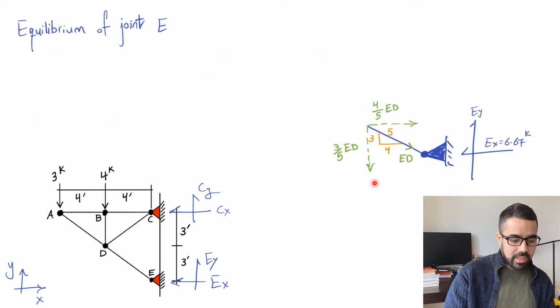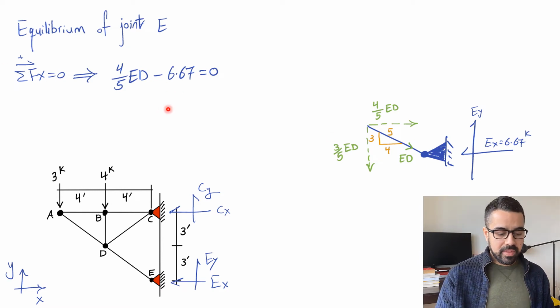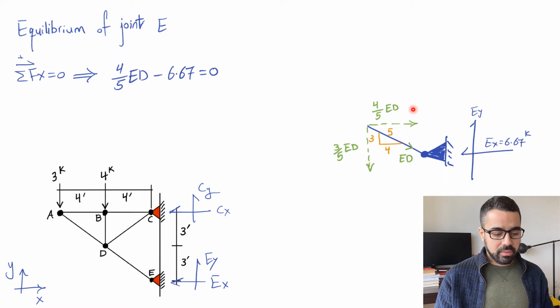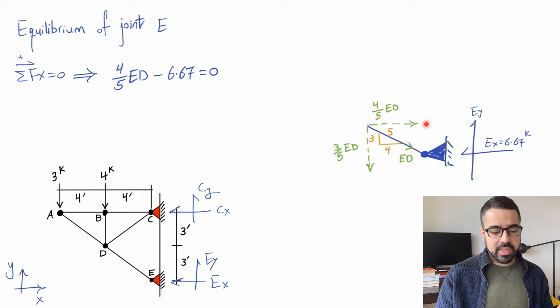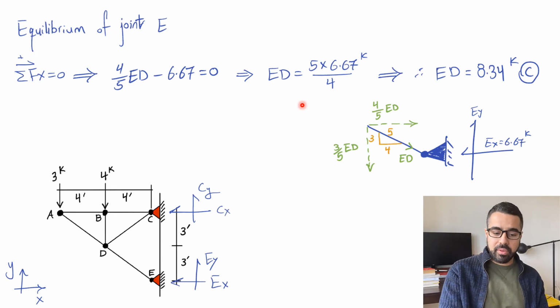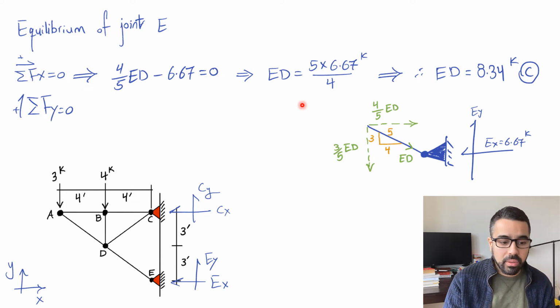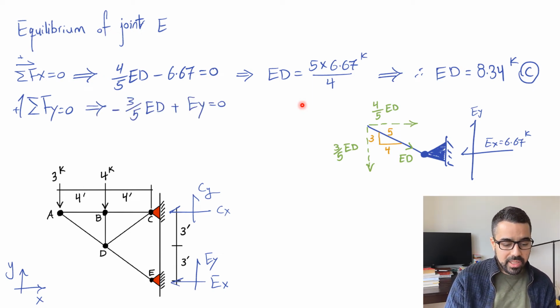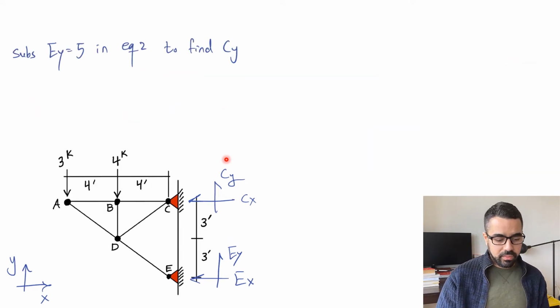So as you can see here, do the summation of x equals 0, and it's going rightward. So we have this component 4 over 5 ED, and it's positive because it's going rightward, right? Minus 6.67, which is the reaction. It's going the opposite way. Equals 0, that's going to give us ED of 8.34. It is in compression, so we can now apply summation of y equals 0. Now we know ED, we're going to be able to find Ey, and Ey is equal to 5 kip upward. Now we found Ey, found Ex, the only thing left is Cy.